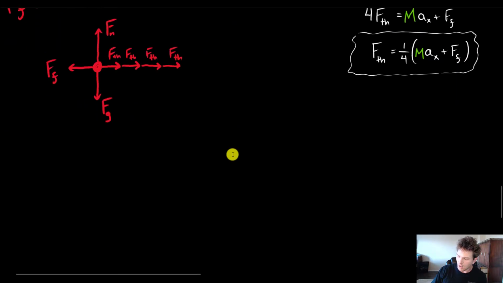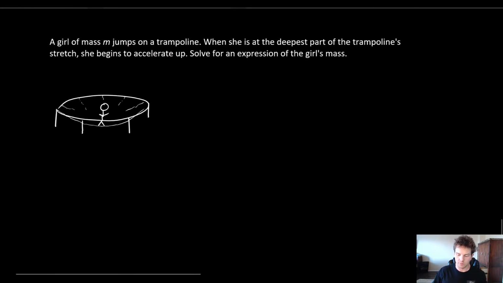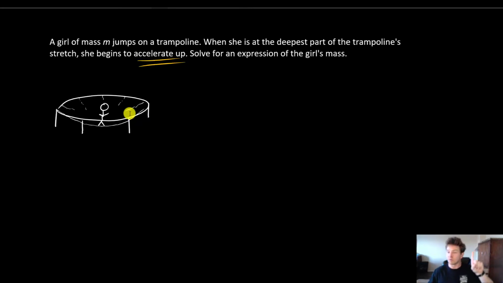All right, we got one more that we can go over, and this is for a girl of mass lowercase m, and she's jumping on a trampoline. When she's at the deepest part of this stretch for the trampoline, she begins to accelerate upward. So already I'm like, okay, accelerating upward. I know there's going to be a net force in the y direction. Solve for an expression for the girl's mass. So we're going to be solving for her mass.